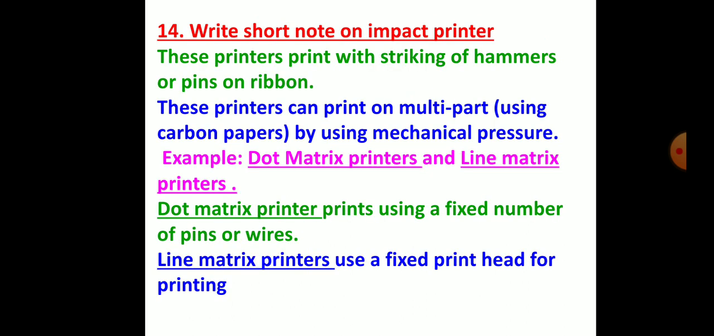Write a short note on impact printer. These printers print with striking of hammers or pins on ribbon. These printers can print on multi-part using carbon papers by using mechanical pressure. Example: dot-matrix printers and line printers. Dot-matrix printer uses a fixed number of pins or wires. Line printers use a fixed print head for printing.